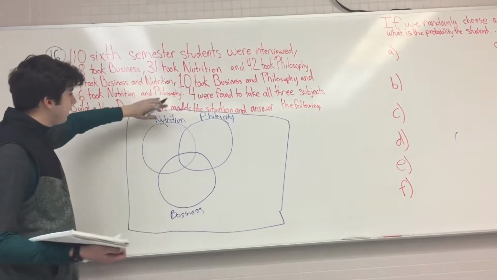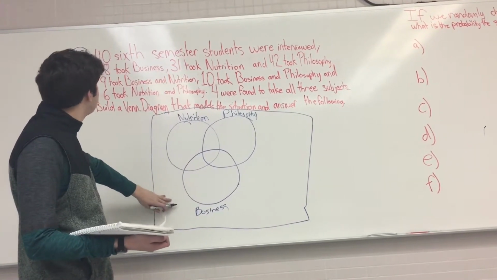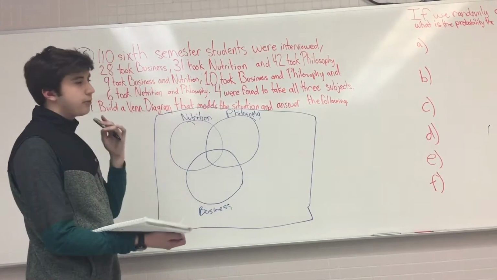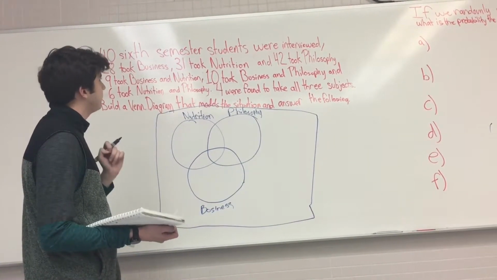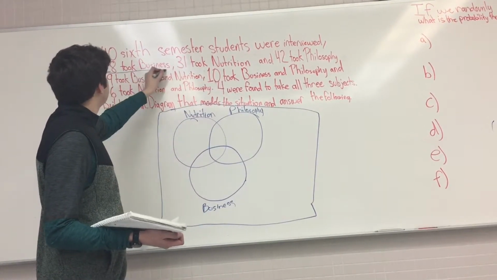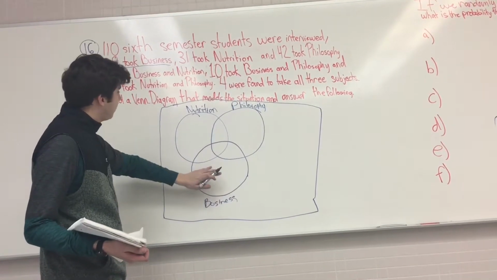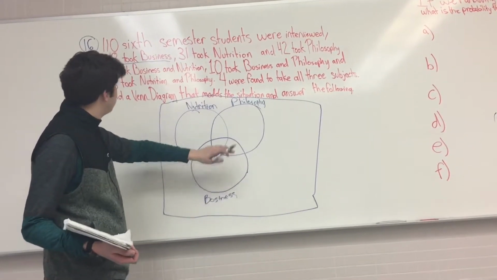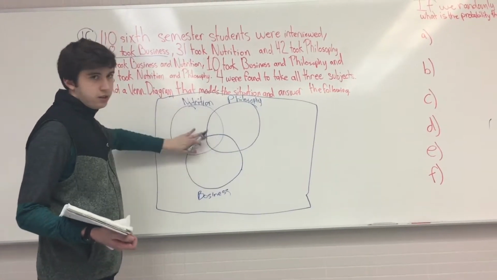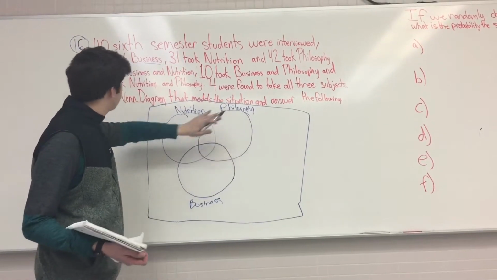So the total inside the Venn diagram must be 110. These are the 3 important things that matter in order to answer the Venn diagram. There are 28 who took business, meaning that in this whole circle, the sum of these 4 parts will be 28. And for nutrition, all this is 31. And for philosophy, all this is 42.